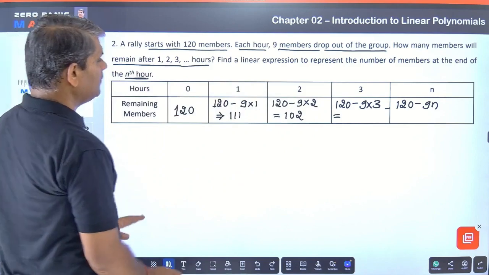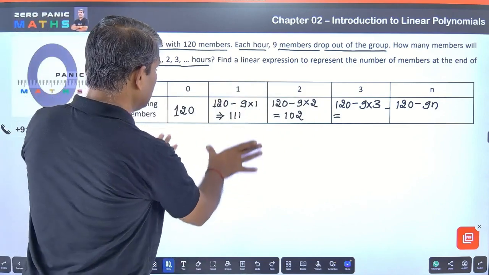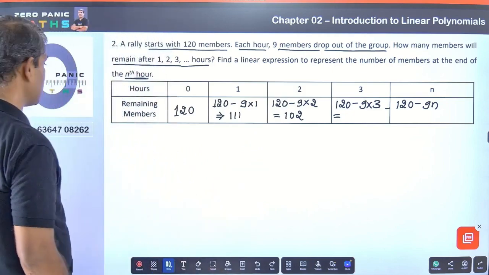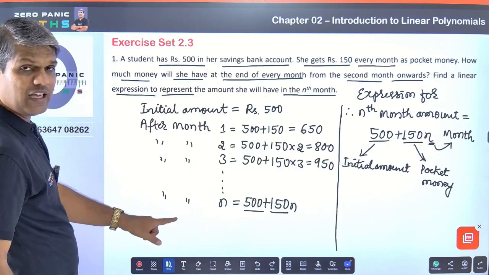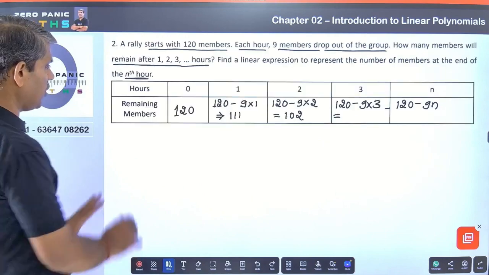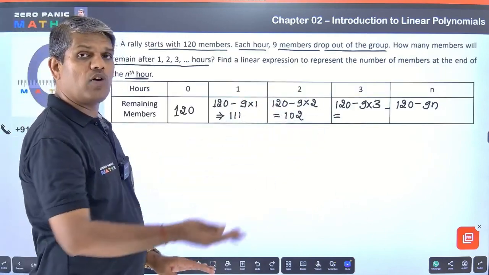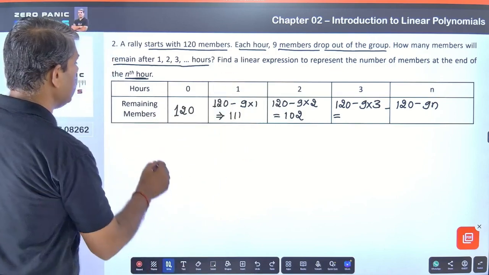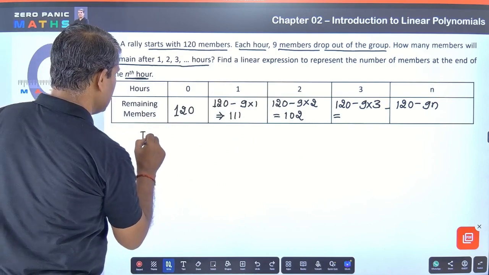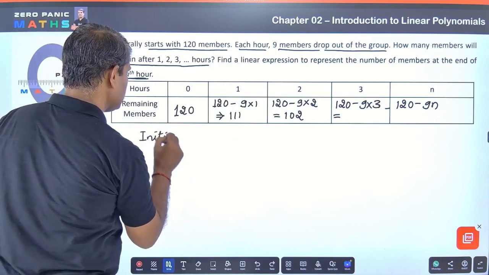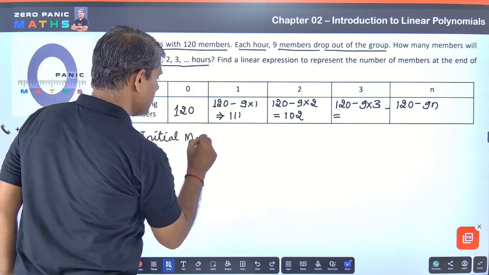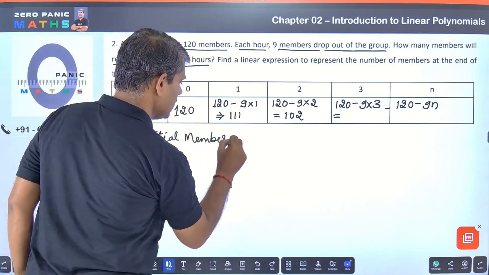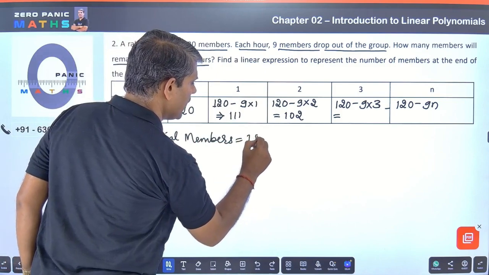If you want, you can write it in a similar fashion as we wrote it for the first problem. Let us write it for this problem. From the third problem onwards, I will not be writing it. You have to write it yourself. So I can write it as initial members, initial members is equal to 120.